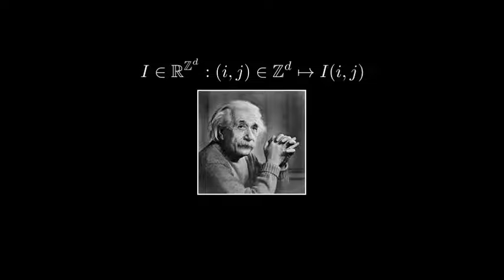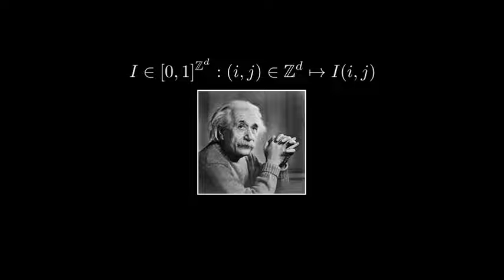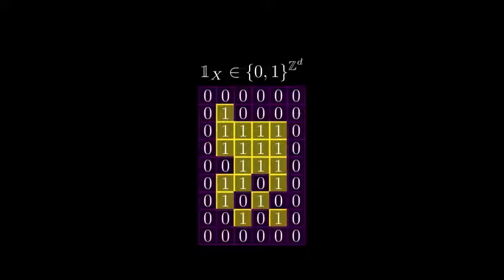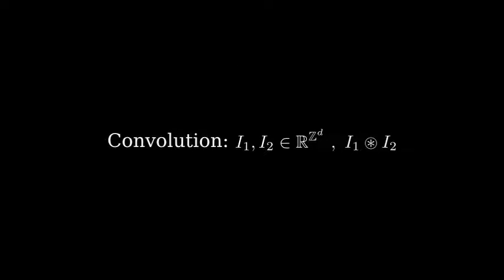An image is a function that associates to each pixel a value in R or in {0, 1}, depending on the context. A shape is defined as a subset of Z^D, and it can also be seen as a binary image with its indicator function. S will be a morphological structuring element and is also a shape. Therefore, it can also be seen as a binary image. Finally, we denote the convolution with the circle-star symbol.